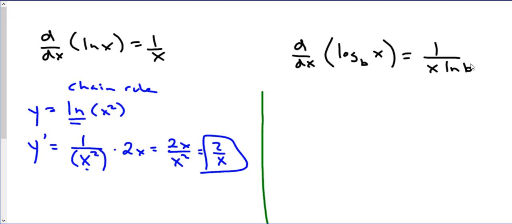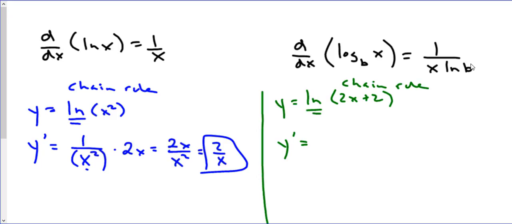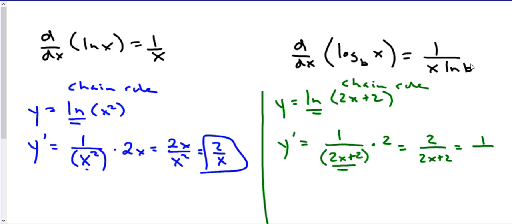Let's try another one. Hopefully that makes sense. Let's say I have y equals the natural log of 2x plus 2. In this one, we're going to have y prime equals, once again, chain rule. We take the derivative of the outside, so 1 over the quantity 2x plus 2, times the derivative of the inside function, which would be 2. So our answer is going to be 2 over 2x plus 2. Factor out the 2's on that. We have 1 over x plus 1, and that could be a simplified answer.